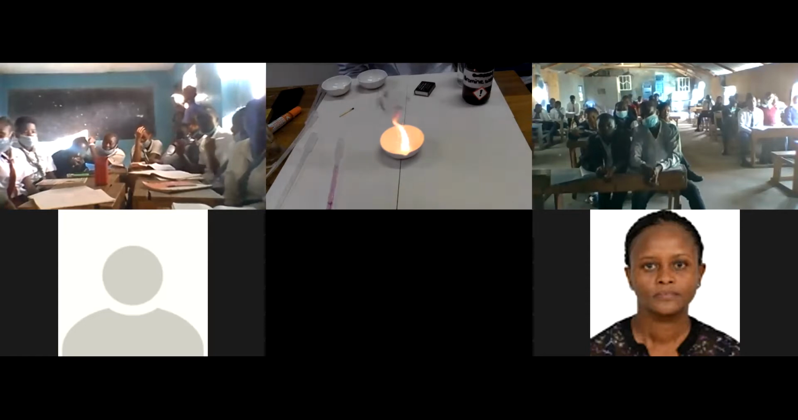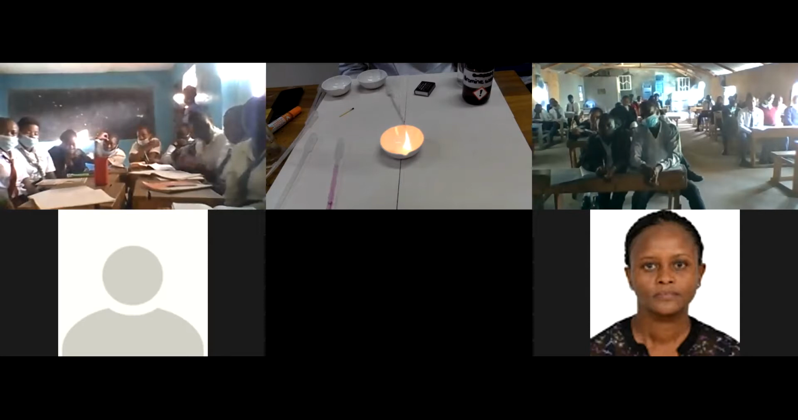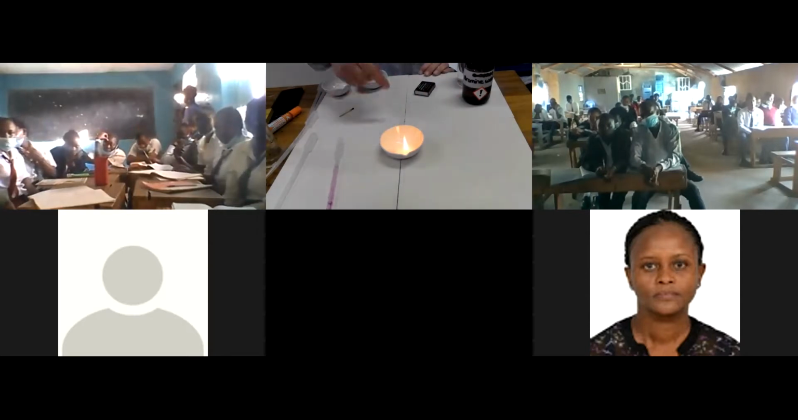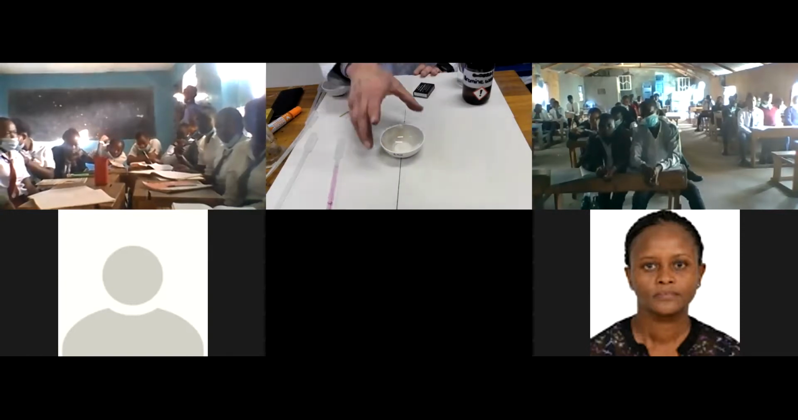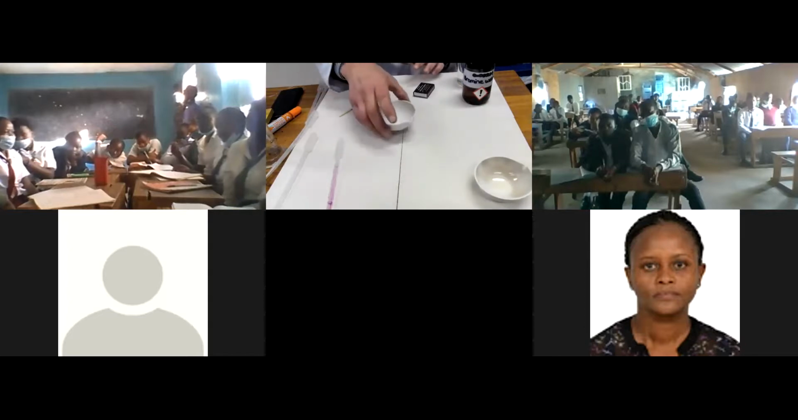Okay. Match. That is quite a yellow flame. And I don't know if you can see, but there's quite a lot of smoke. That's quite a lot of smoke. And it is making the dish a little bit black on the inside. Around here, it's a little bit black. So it is producing soot, okay? You see that? I'll move that out of the way.